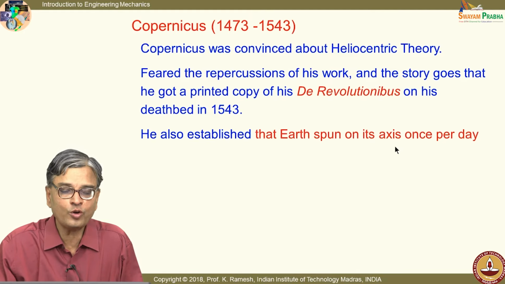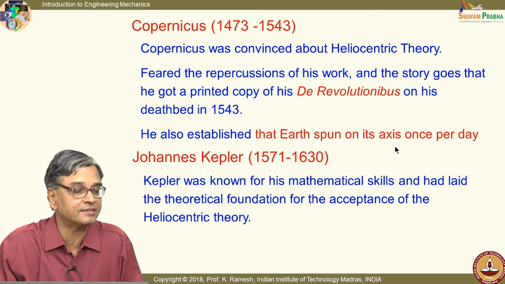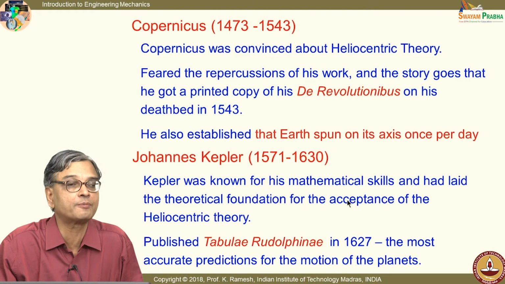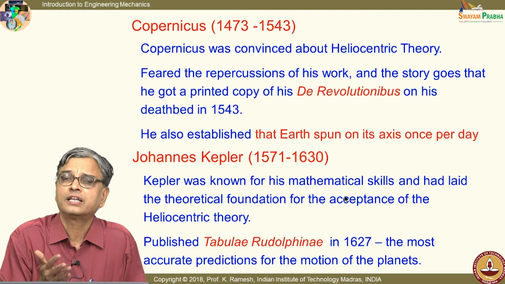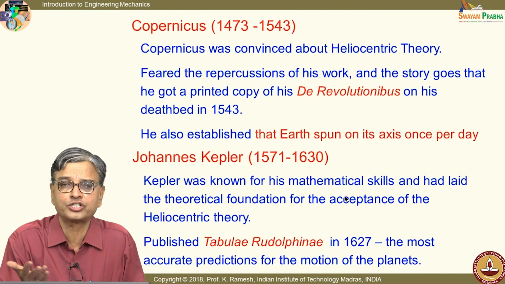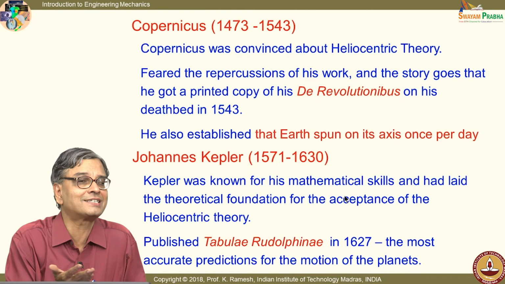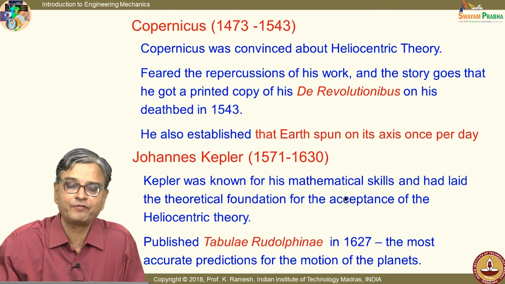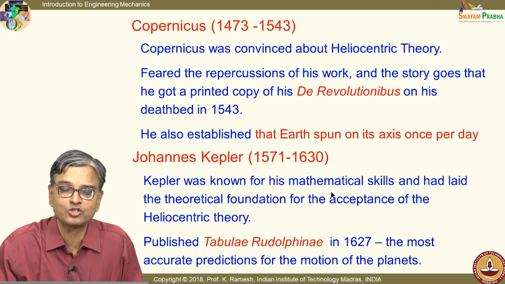Okay. Then you had Johannes Kepler, 1571 to 1630. He published Tabulae Rudolphinae in 1627, the most accurate predictions for the motion of the planets. And all of you know Kepler's laws of motion, and you know the planets travel in elliptical orbits. All this happened when? In 1570, 1630 and so on.